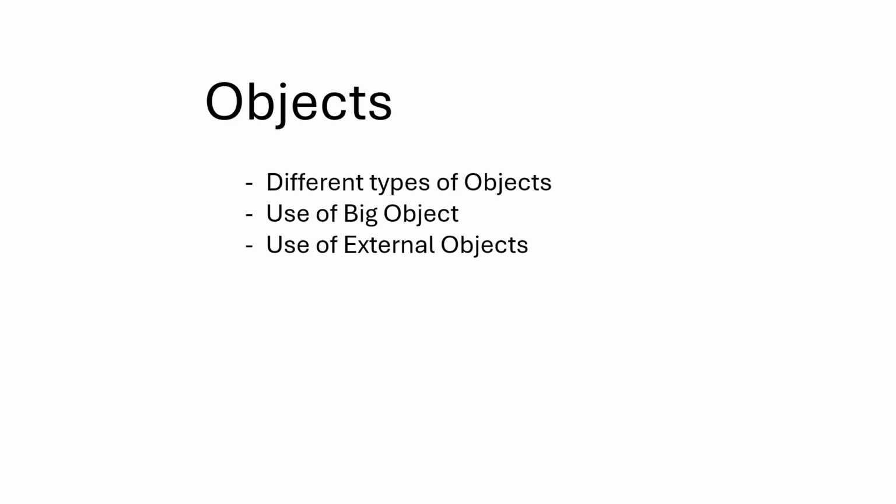And another thing is big objects. What exactly is a big object? Many people do not cover it, and I have not seen the question asked around big objects many times, but you should know what exactly big objects and external objects are, and how relationships are built inside external objects. That is also very important. Many people don't know how relationships are usually built inside external objects.